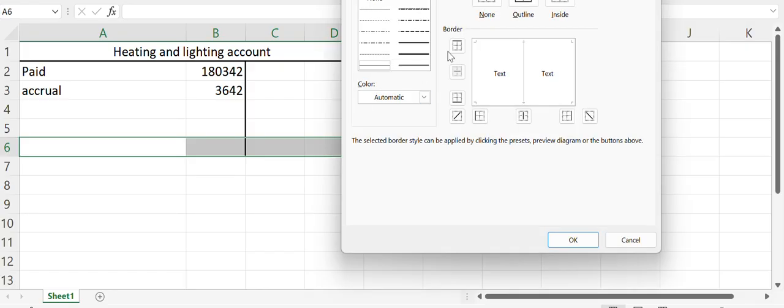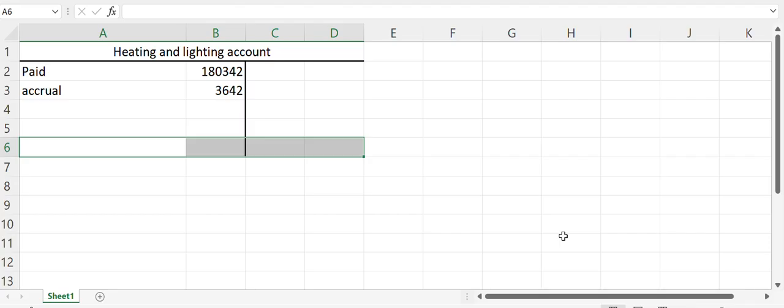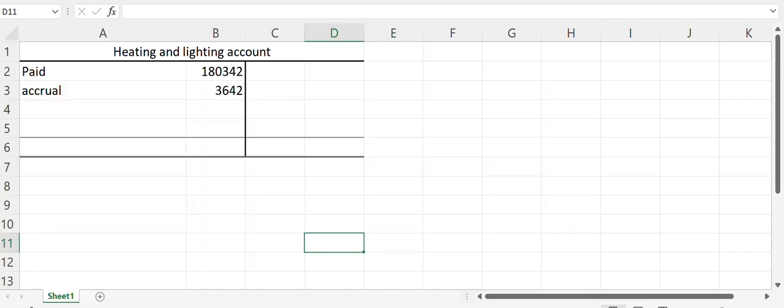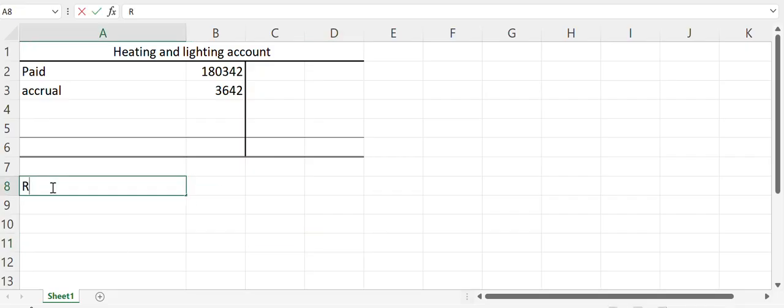Remember, we had been told that the figure we get there should be apportioned to factory and admin, in the ratio of 5:1. So we are going to come back to the balancing figure. We proceed with the next one. So the next one is rent. So we open rent account.